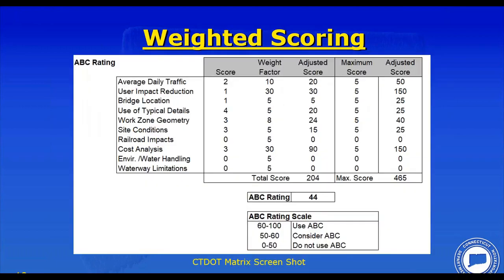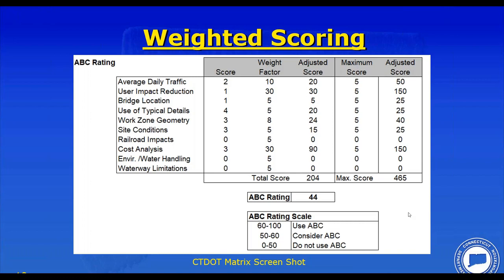So what do we get? Kind of what we thought. We knew this was kind of a wash from a project standpoint. It probably could go ABC, probably could go conventional construction, but probably conventional because of the cost. And again, as Tim mentioned before, we're using a weight factor of 30 for cost. So that's playing into this decision, where we're getting a score of 44 out of 100, which says do not consider ABC.